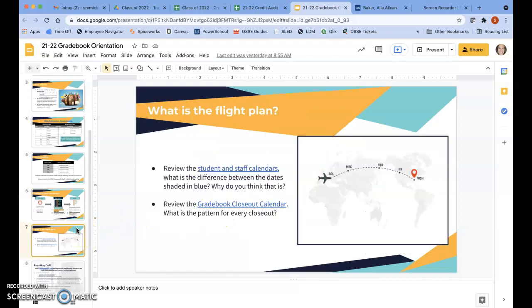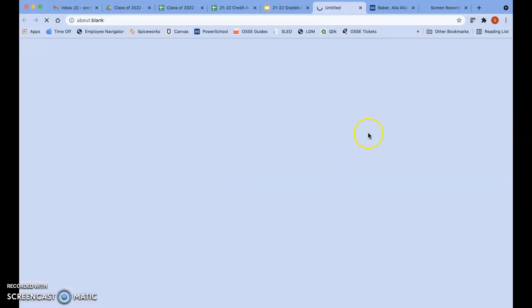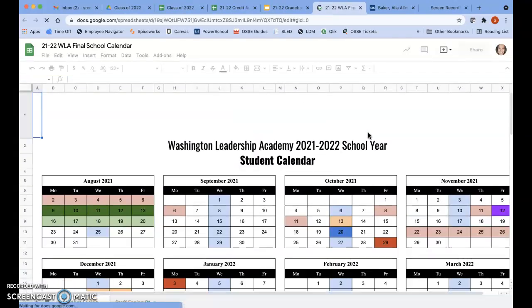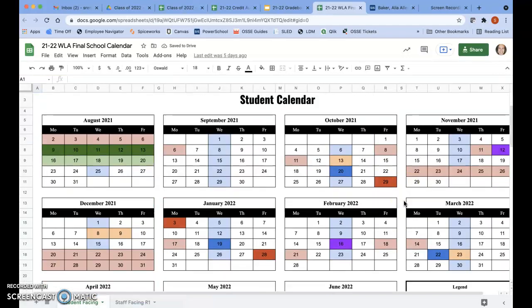So let's move on. What is the flight plan? Oh my goodness. Where are we stopping along the way? So the first thing I wanted to make sure you guys understood is the difference between the student and staff calendars, because I don't want this to cause any confusion throughout the school year with you and your students or amongst ourselves. So here we go.